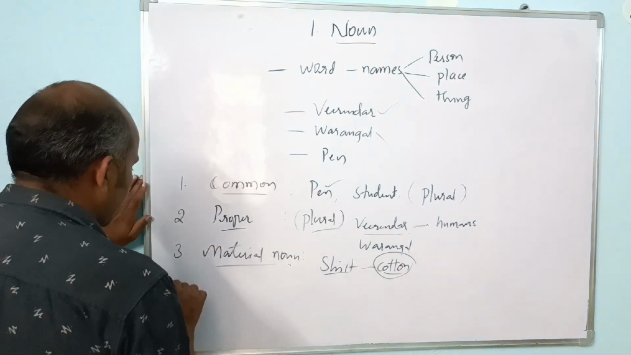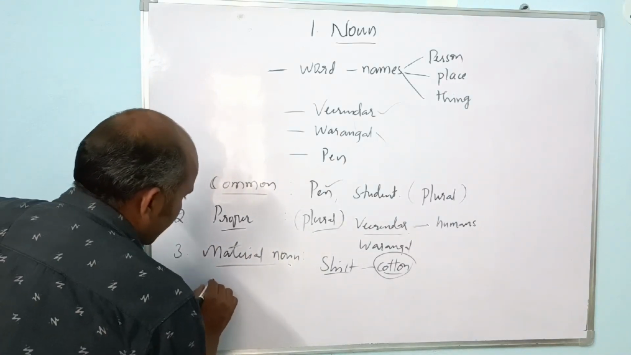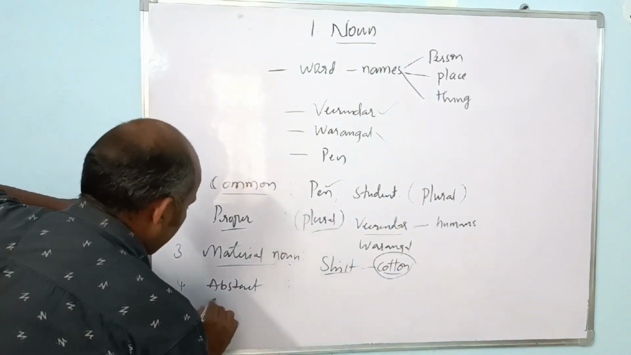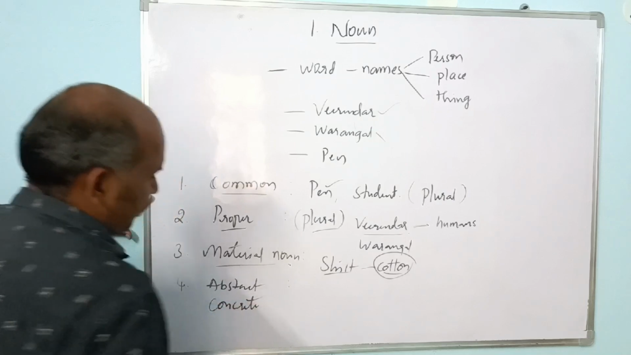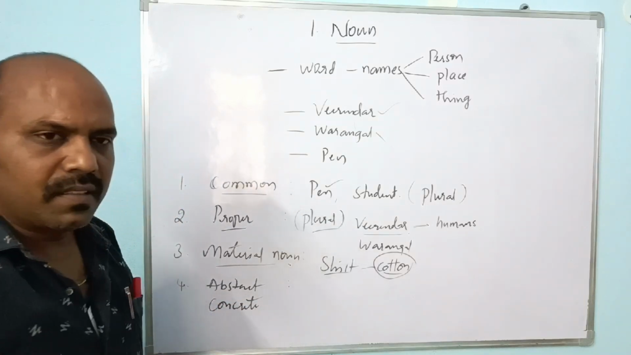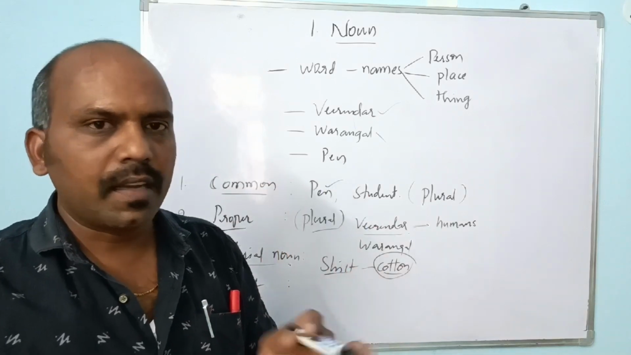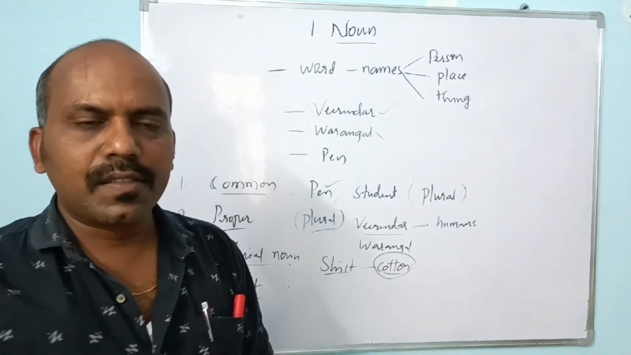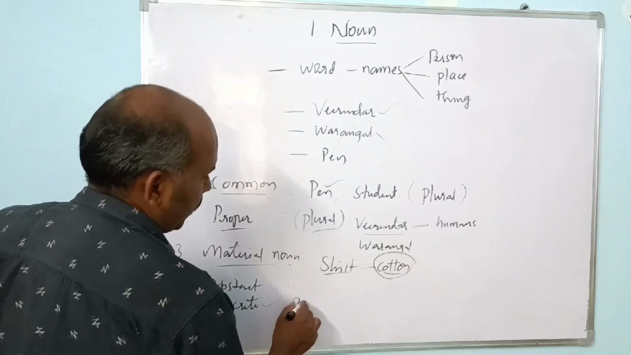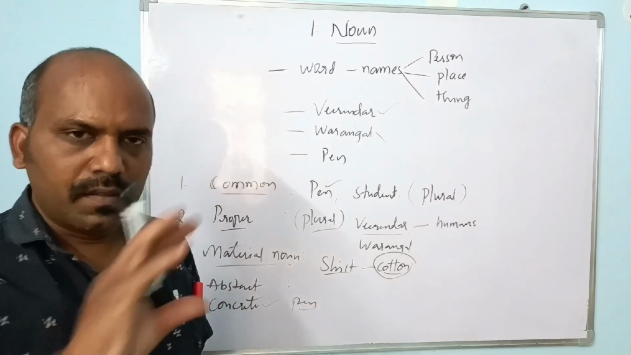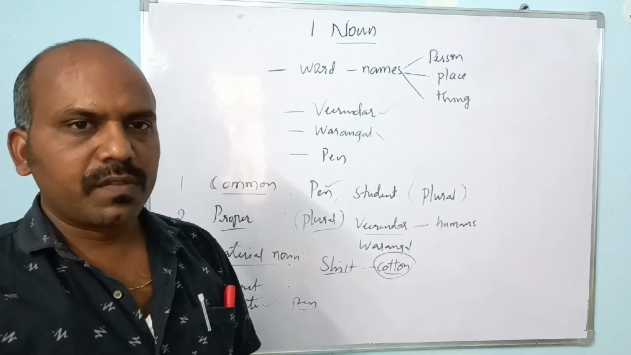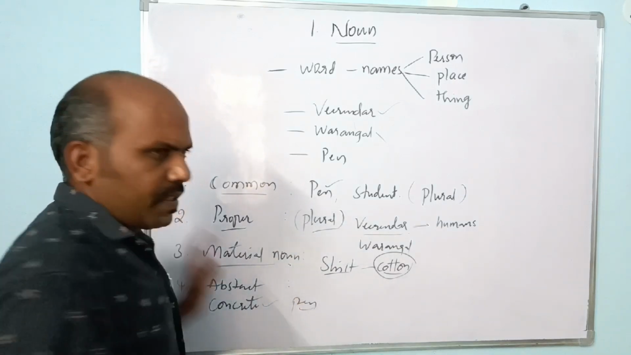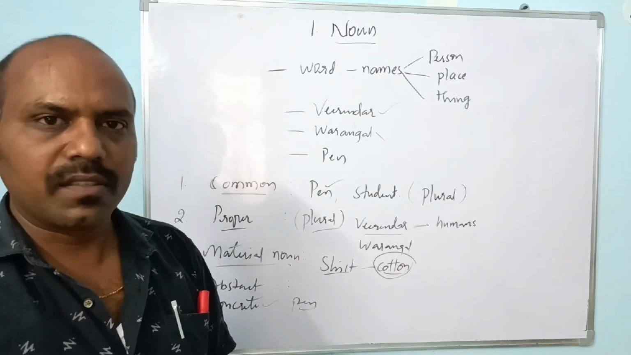Yes. And coming to number four, abstract noun. The opposite of abstract is concrete, right? Concrete means solid, liquid and gases. Whatever we can see, touch or feel is called a concrete noun. Pen, book, which we can feel and touch physically, are called concrete nouns. Whereas abstract is the opposite, which we can't see, right? Those are also nouns.